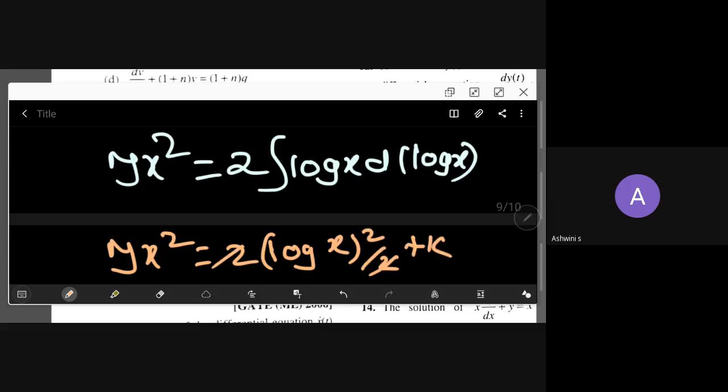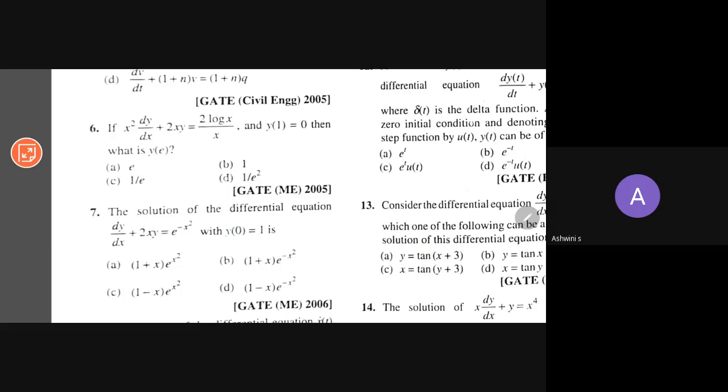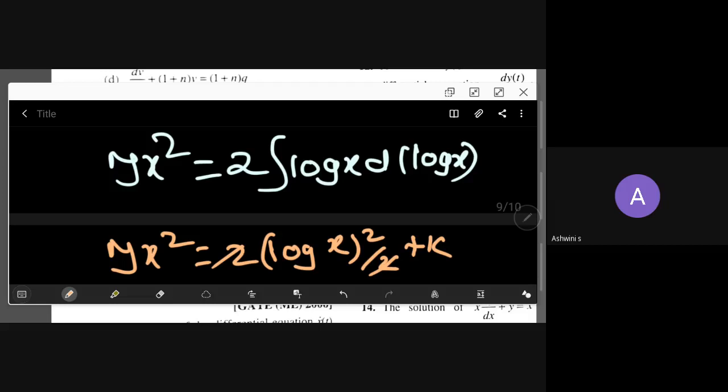Right. So now see what he is asking. A little lengthy problem this is. So look at the problem here. y of 1 is 0, that is what he says, and he is asking for y of e. So y of 1 is 0. For y of 1 is 0 means what?